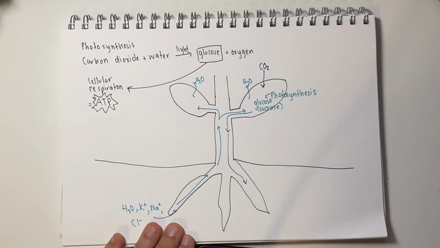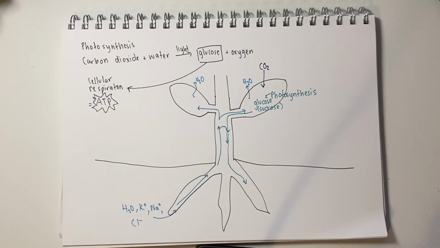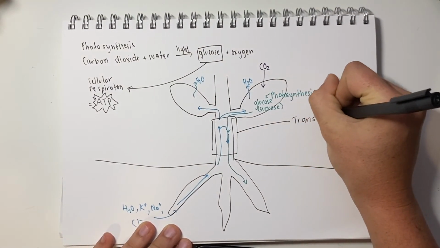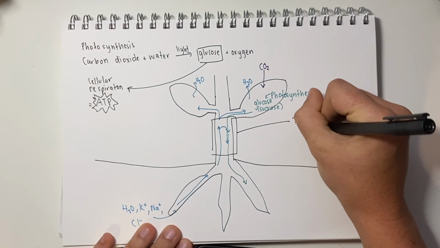The method by which these materials are moved in the phloem is called translocation, and it utilizes water from the xylem and the materials being transported in the phloem. So this method is supported by the pressure flow theory. The pressure flow theory is as follows.